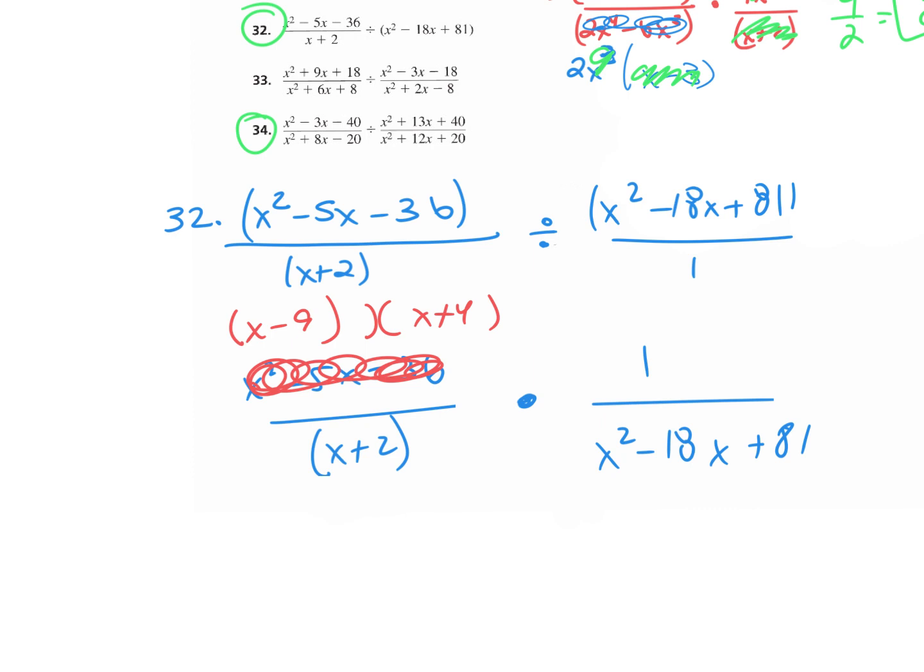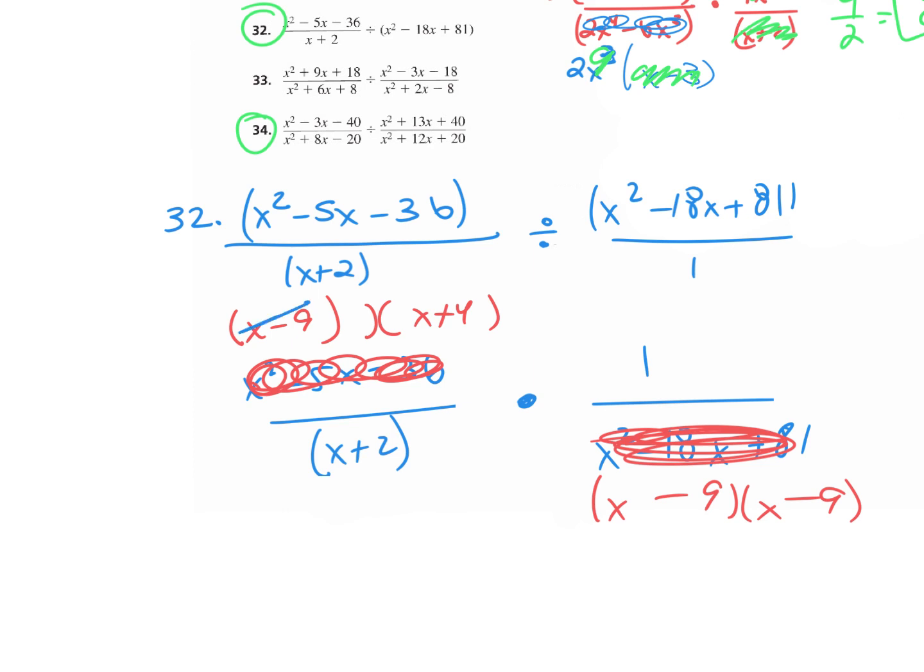And then can I factor bottom right? Are there factors of 81 that'll multiply to give me 81 and add to give me negative 18? 9 and 9. What kind of 9? Negative, negative. Good. So now that you have everything factored, top, bottom, left, and right, anything that is exactly the same in the numerator, you can cross out with the denominator.